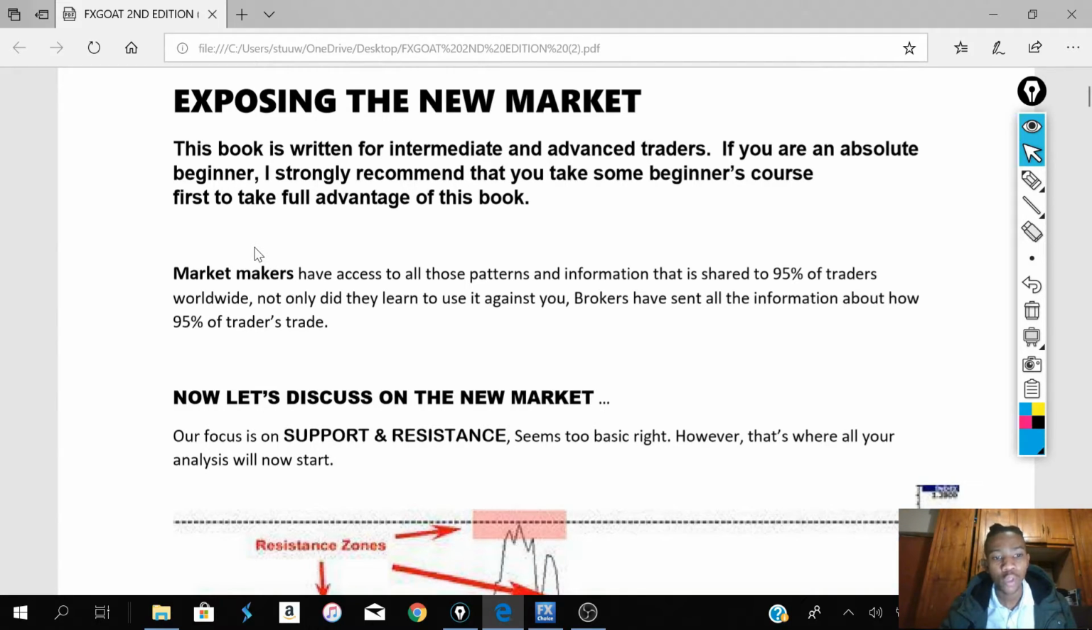For now, what you can know is that market makers are people who actually move the market. Not only that, they have access to all the patterns and information that is shared to 95% of traders worldwide. They have learned how to use this information against you, as brokers have sent all the information about how 95% of traders trade. So what we want to do is eliminate you from those 95% of traders and make you part of the 5% that actually wins.